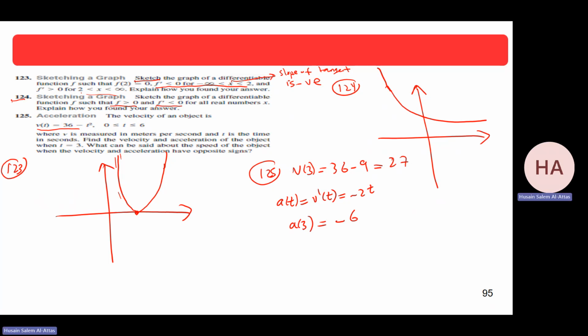When these values have opposite signs, when the acceleration and the velocity have opposite signs, they call it the speed is decreasing. Speed is decreasing.